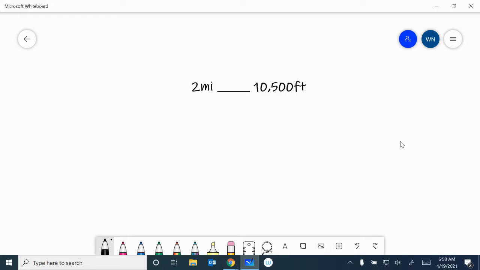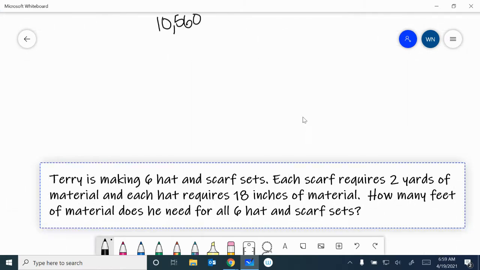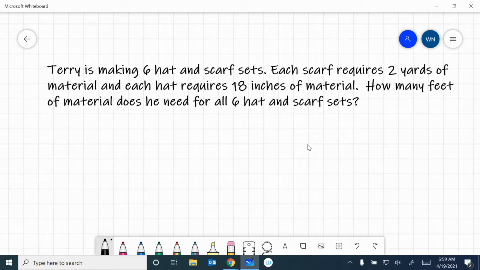Go ahead and try this one. 2 miles is greater than, less than, or equal to 10,500 feet. So I know that 1 mile equals 5,280 feet. So to find out 2 miles, we just want to multiply that by 2. So you should have multiplied that by 2, but 2 miles equals 10,560 feet. So we know that is greater than 10,500 by 60. 60 feet off.